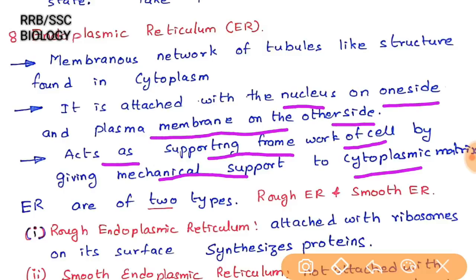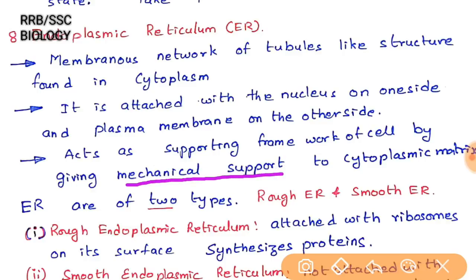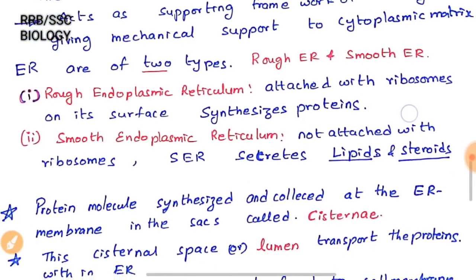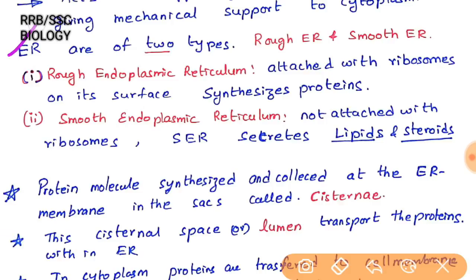In the same way, here in the cell, this endoplasmic reticulum gives mechanical support to the whole cell. In that skeletal system, which acts as a framework, all the organelles are placed here and there. Okay friends, it not only provides mechanical support but also synthesizes proteins. We will see that there are two types of endoplasmic reticulum: rough endoplasmic reticulum and smooth endoplasmic reticulum, which I have explained earlier.